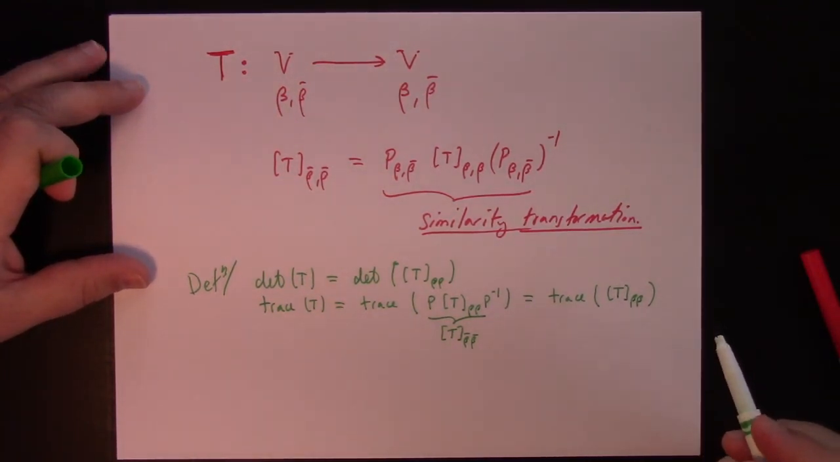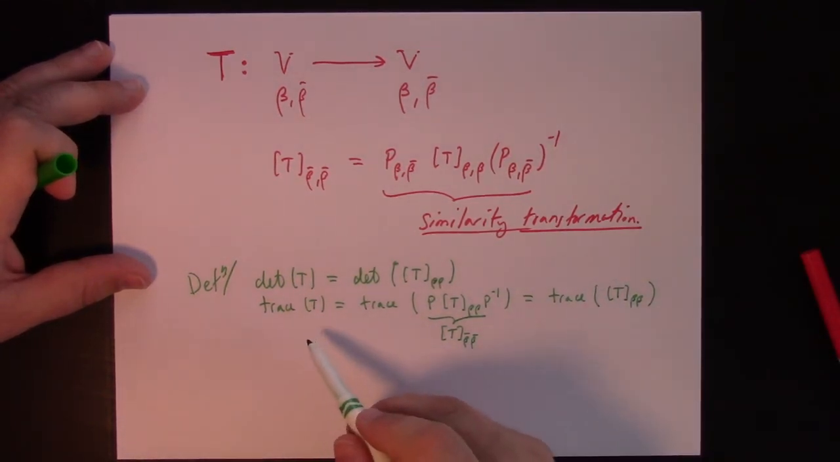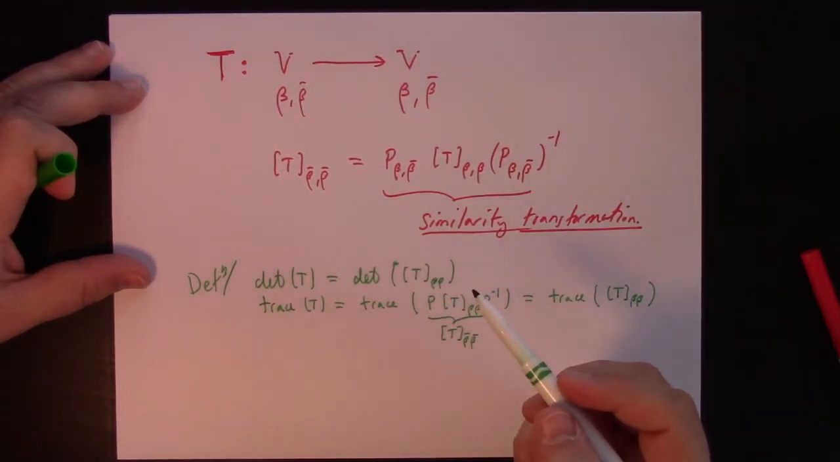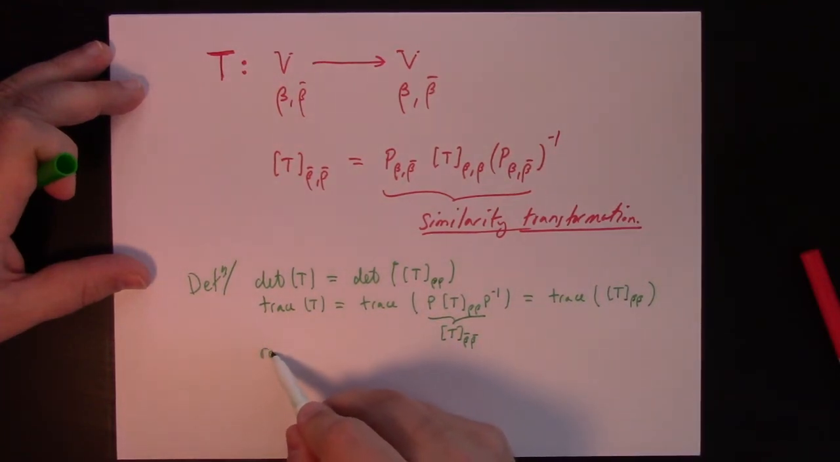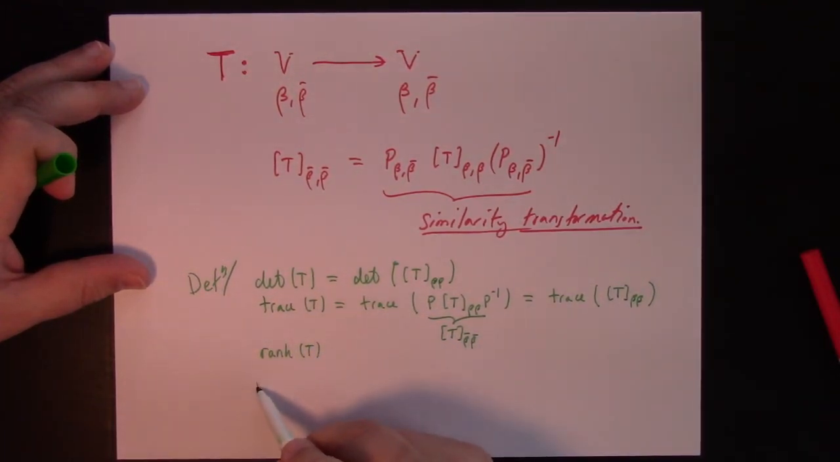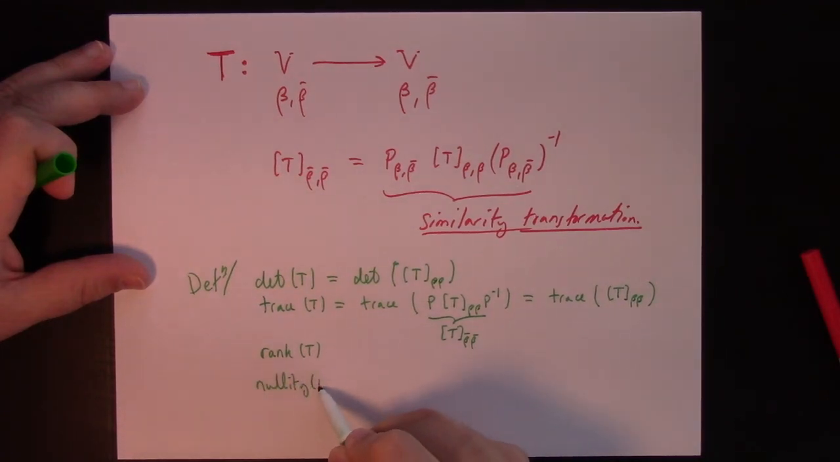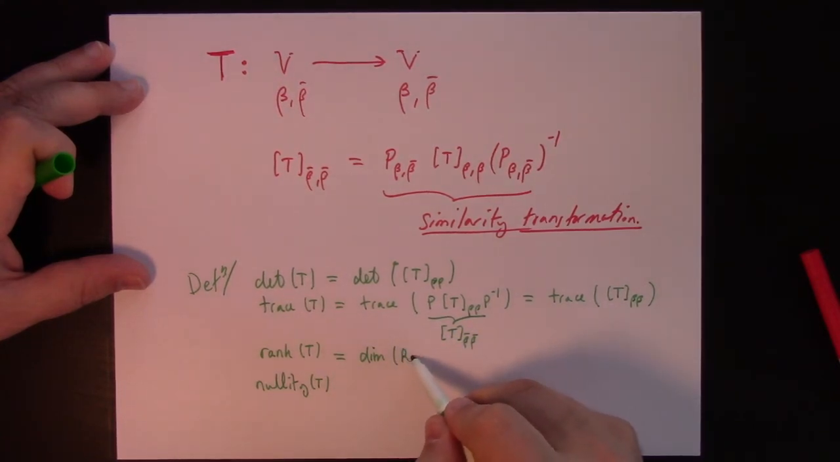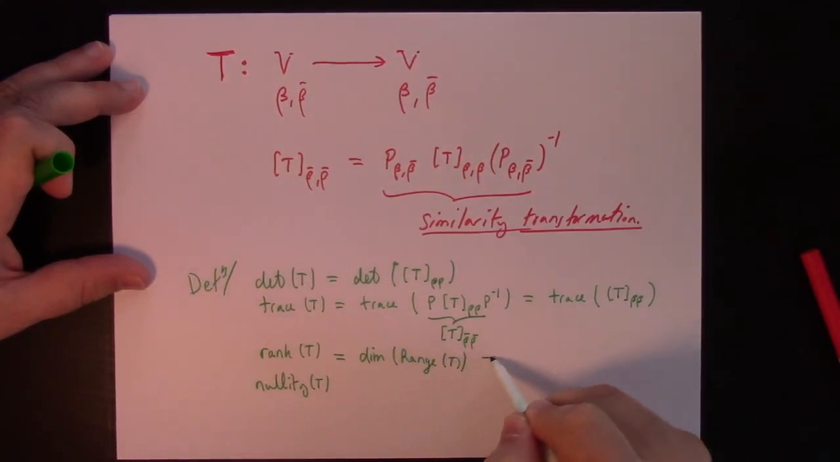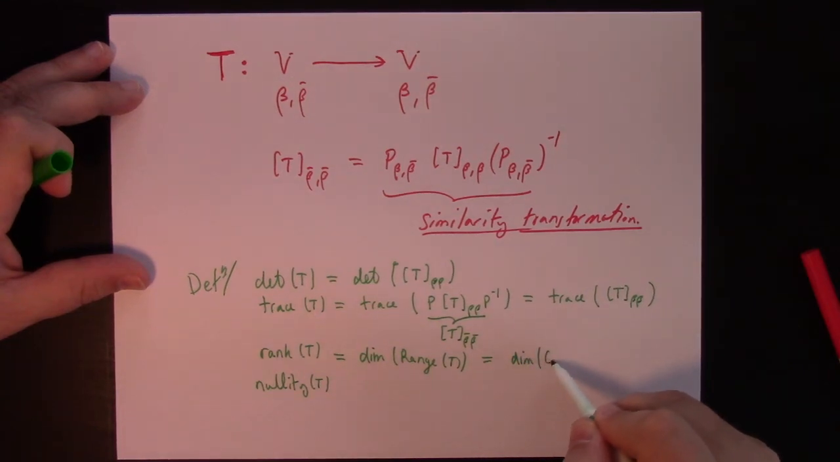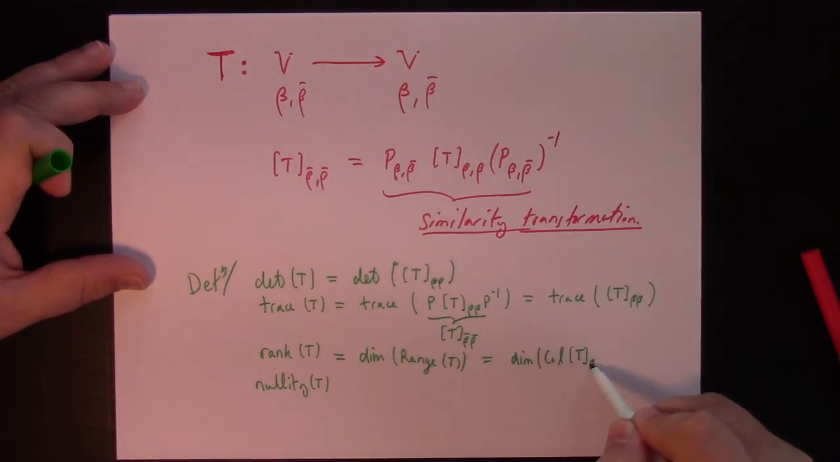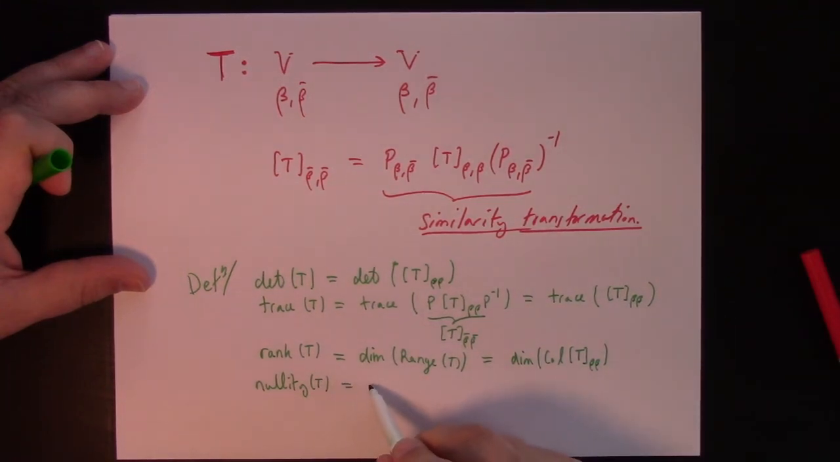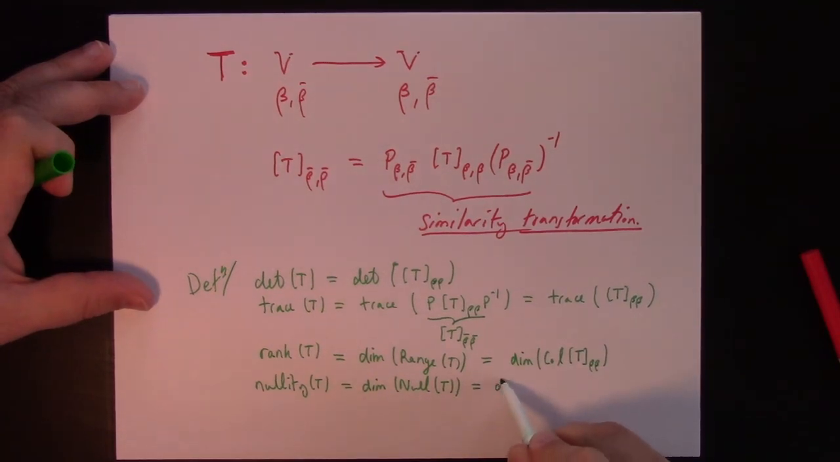And there are other things we can define, like the rank of the linear transformation and the nullity of a linear transformation. So rank is the dimension of the range of T, right? But it's also the dimension of the column space of the matrix of T with respect to any basis, as it happens here. And this is the dimension of the null space. But as we have discussed in other theorems, that's also the dimension of the null space of T.